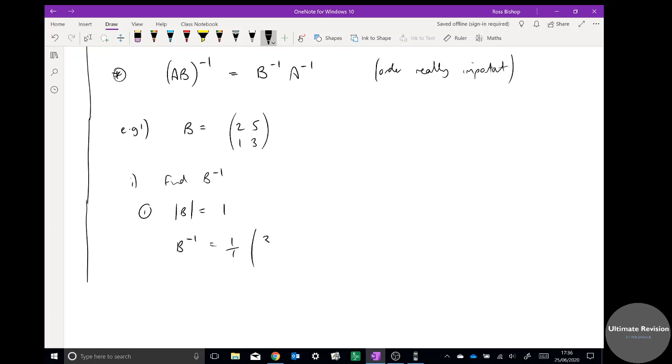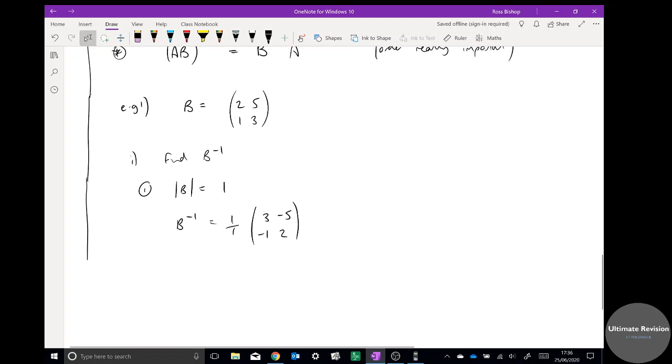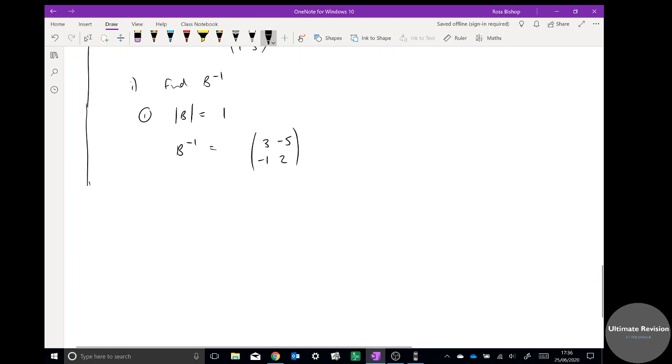And then you swap the leading diagonals, 3, 2, and swap the signs of the others: minus 1, minus 5. And you can get rid of the 1 over 1 for that. So that's the inverse.